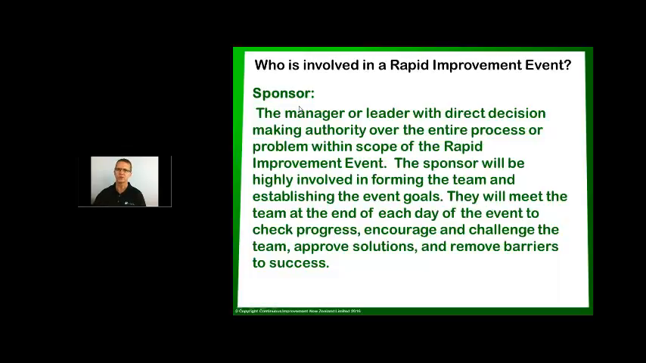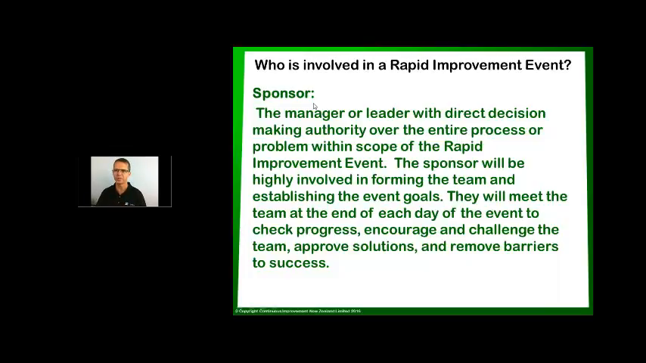So the sponsor will get involved in selecting the people who are going to be involved in the event itself and establishing the event goals. And they will meet with the team, and that's not just you as the sponsor, but all of the participants.